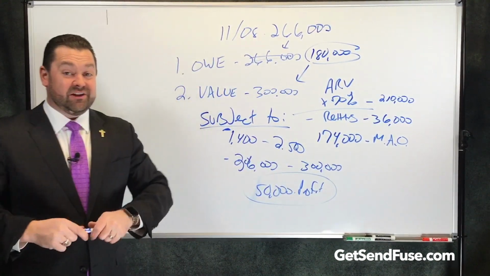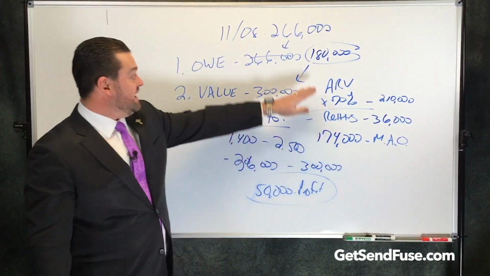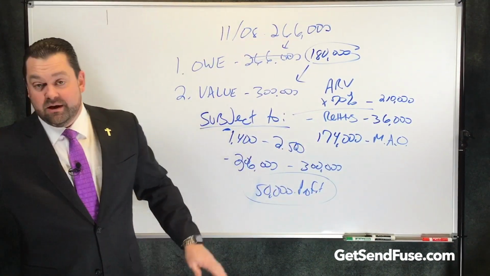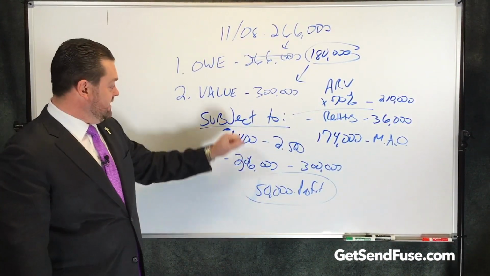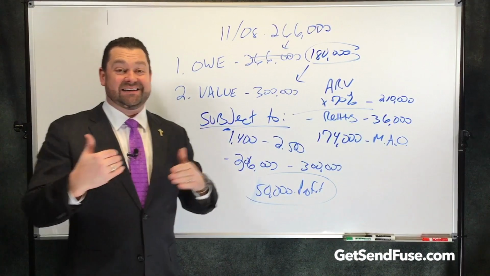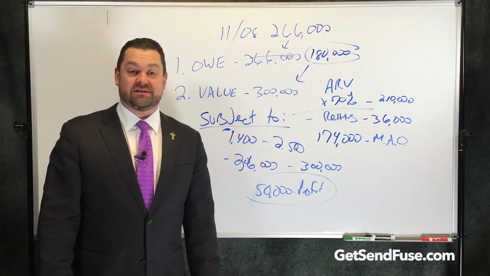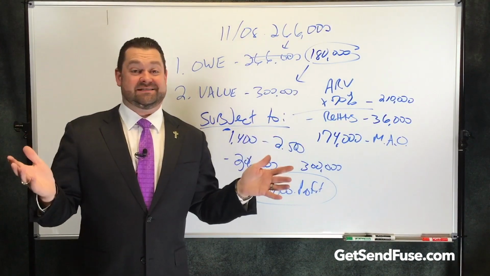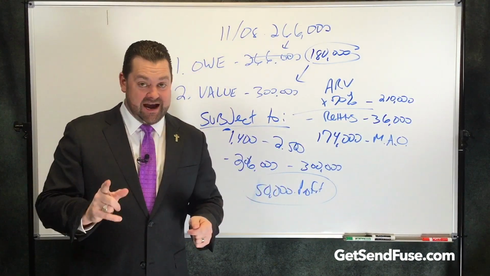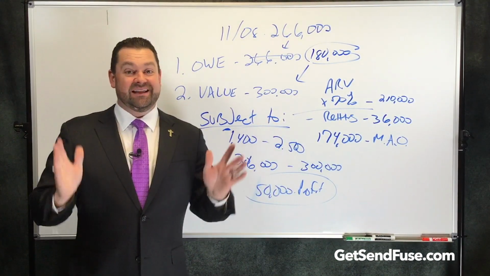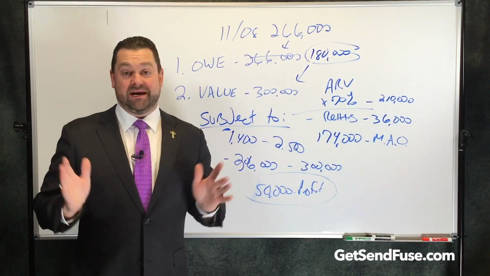So even though my maximum allowable offer says I can't pay what they owe, by using creative financing and doing a subject to transaction, I can step into the property with no money down and still profit about $50,000 in cash in a window of less than 90 days. This is how you move the needle in your business, you guys. This is how you start making a lot more money in a lot less time.